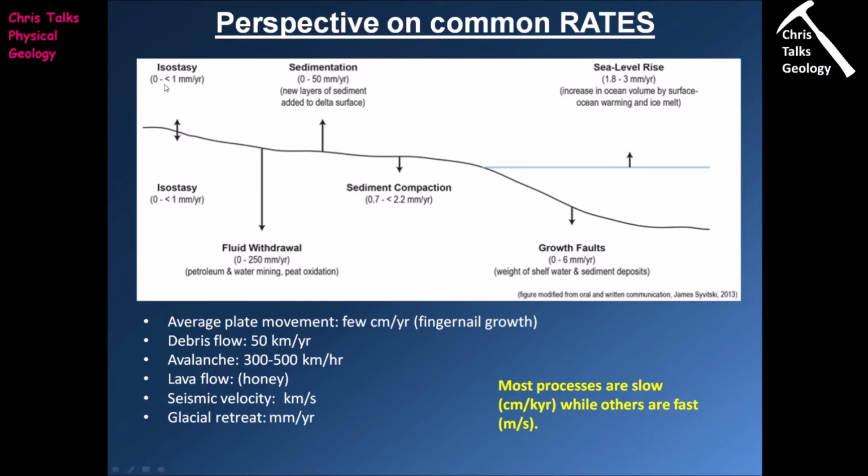And so the rate of isostasy is quite slow. It's between 0 and less than 1 millimeter a year. So it's a very, very gradual process. But once again, spread it out over a 1 million or a 10 million year time frame, and it can actually add up to a very substantial change in the height of the land.